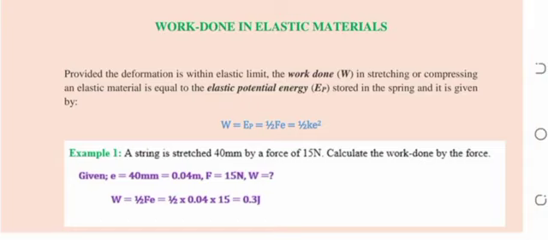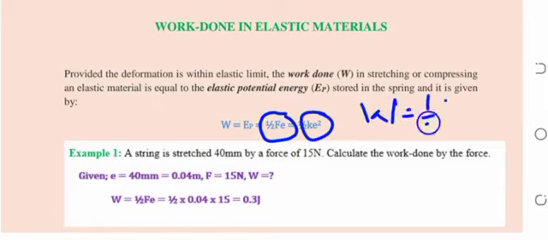That is, the work done in stretching or compressing an elastic material, or the elastic potential energy stored in an elastic material, is equal to half Fe or half Ke squared, or you can as well say this work done is equal to half F squared over K. Where F is the force that is causing deformation, or the restoring force in the material, K is the force constant, and e is the deformation, that is the extension or the compression in the elastic material.